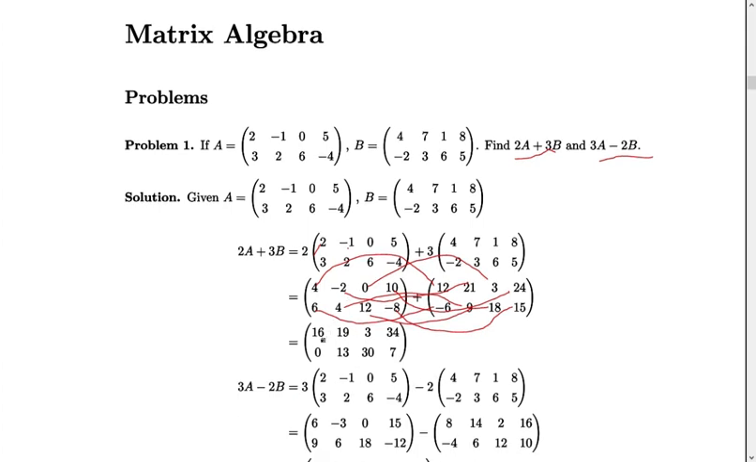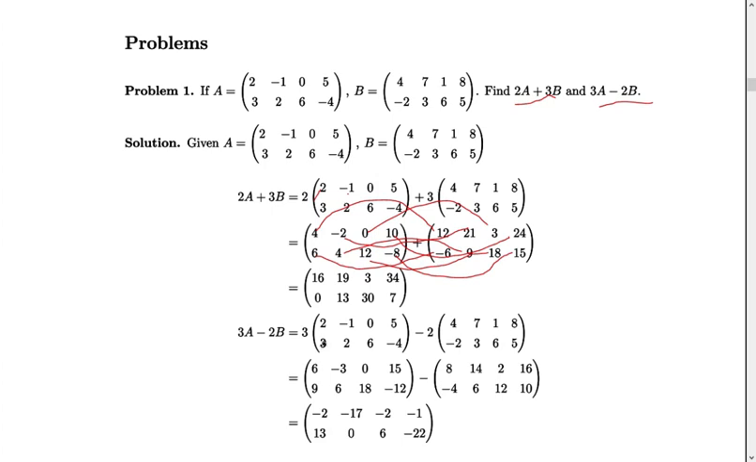We have to multiply every element by 3, and minus 2 times B. In a similar way we are calculating this value. 3 times 2 is equal to 6, 3 times minus 1 is equal to minus 3, 3 times 0 is equal to 0, 3 times 5 is equal to 15. 3 times 3 is 9, 3 times 2 is 6, and so on.